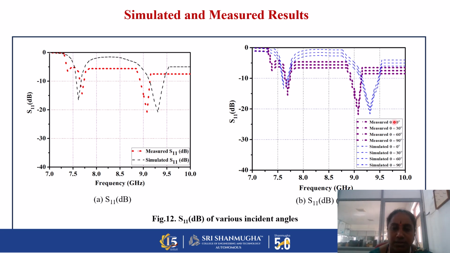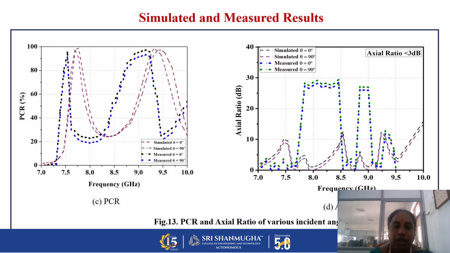And this is the measured result of the angular stability for 0 to 90 degree for both the TE and TM modes. For the measured values of PCR as well as the axial ratio, we calculated both from 0 to 90 degree. It always maintains an axial ratio of less than 3 decibels, and the PCR we calculated has a maximum of 99.9 percent.